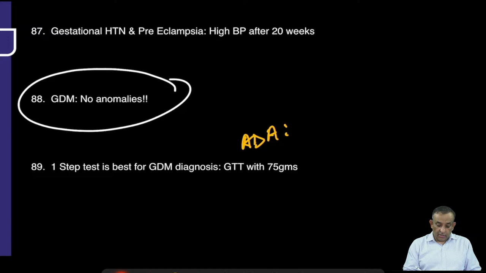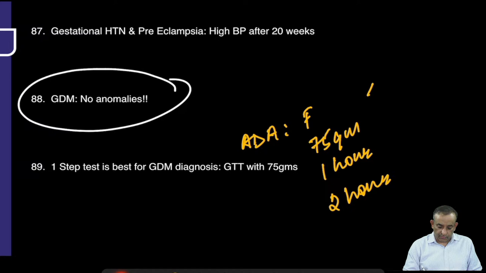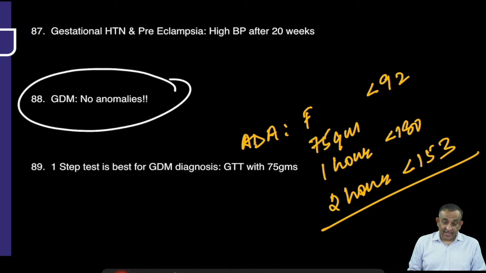So please remember, you give fasting levels and then 75 grams of glucose. Then you do 1 hour after this load and then you do 2 hours after this load. So fasting should be less than 92, 1 hour should be less than 180, and 2 hours should be less than 153. Any one abnormal value is known as GDM.